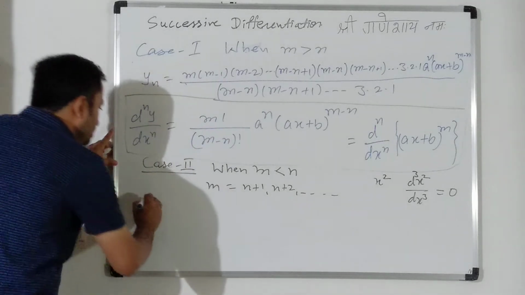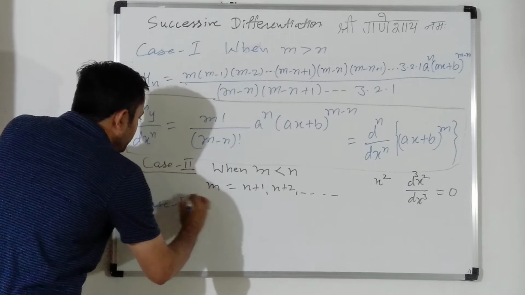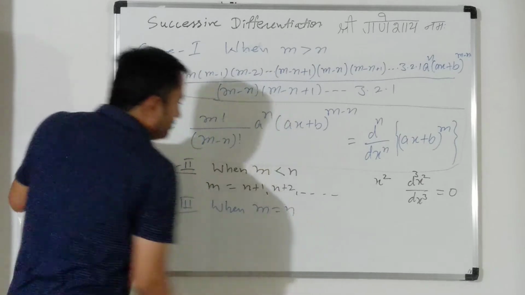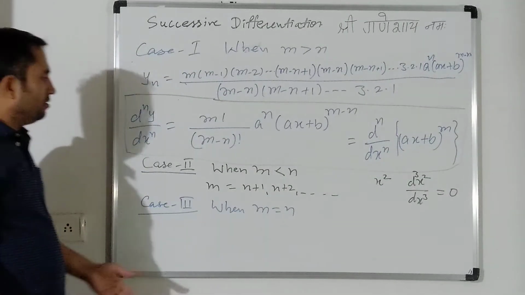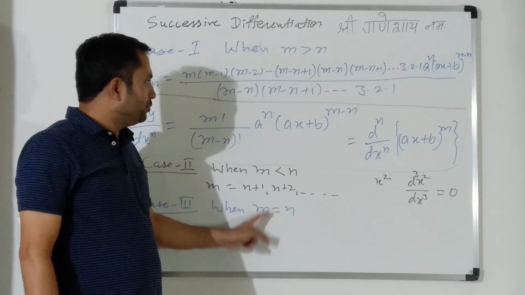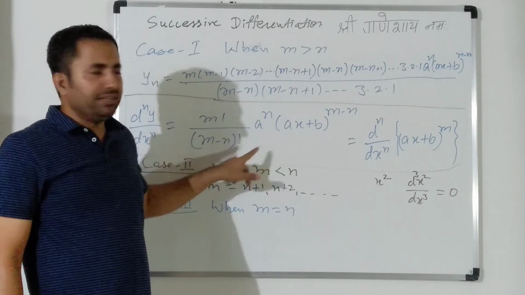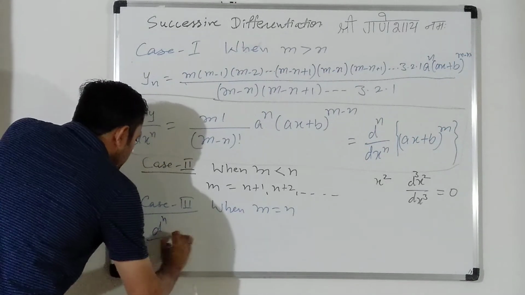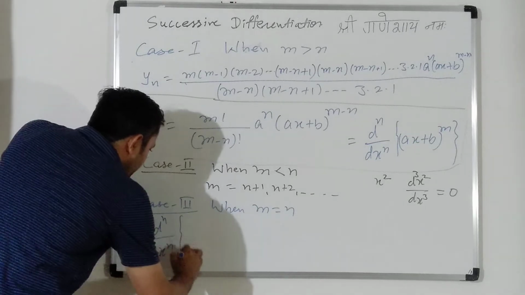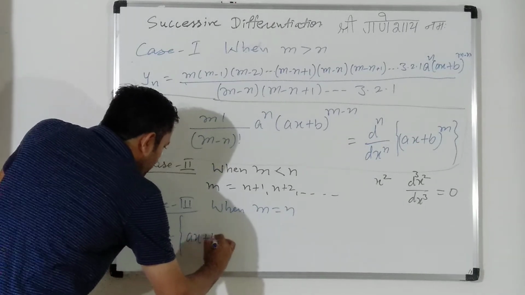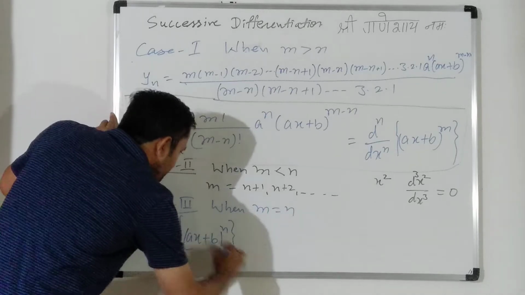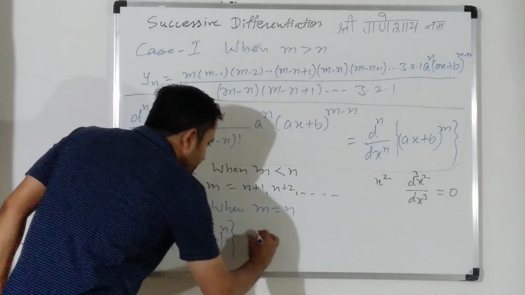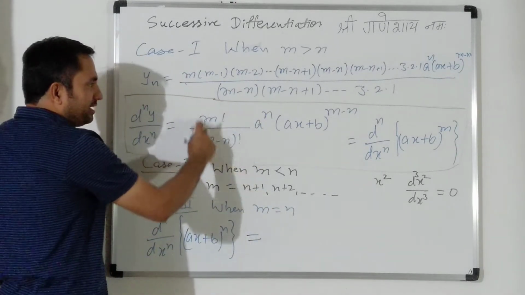Now we come to case 3, when m is equal to n. See what we do now: we directly put m equal to n to get the nth derivative. So d^n upon dx^n of (ax plus b) to the power n, because we have taken m equal to n. What we get here is n factorial.